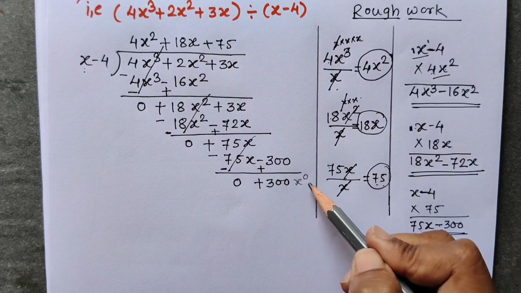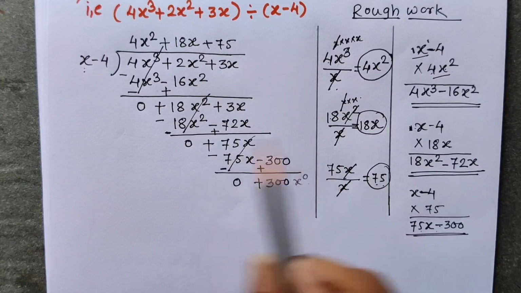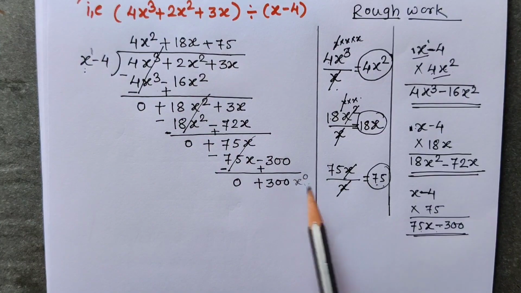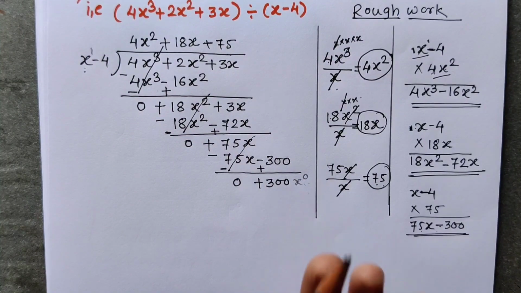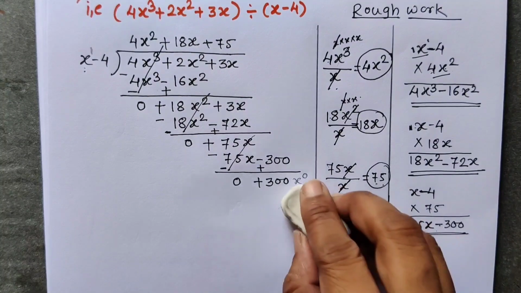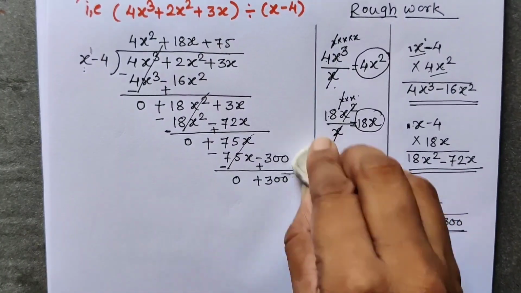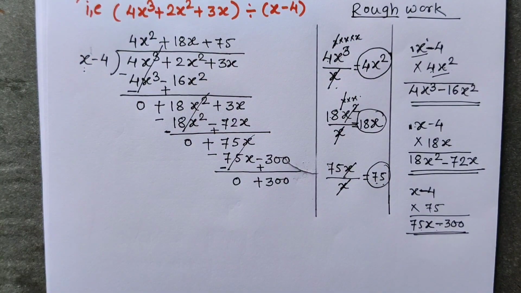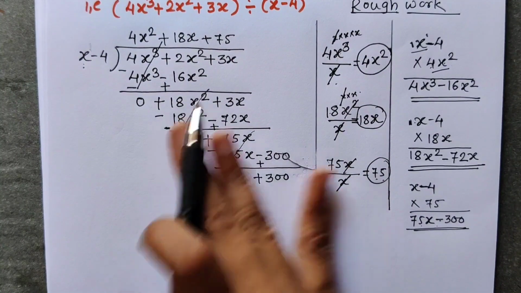So here the index is smaller than the index of divisor. Here the index is 1, here the index is 0. So when the index is smaller, we have to stop there. We cannot solve after this. So this is our remainder. Plus 300 is the remainder, and in this way here we have got our quotient. So write the answer, quotient and remainder.